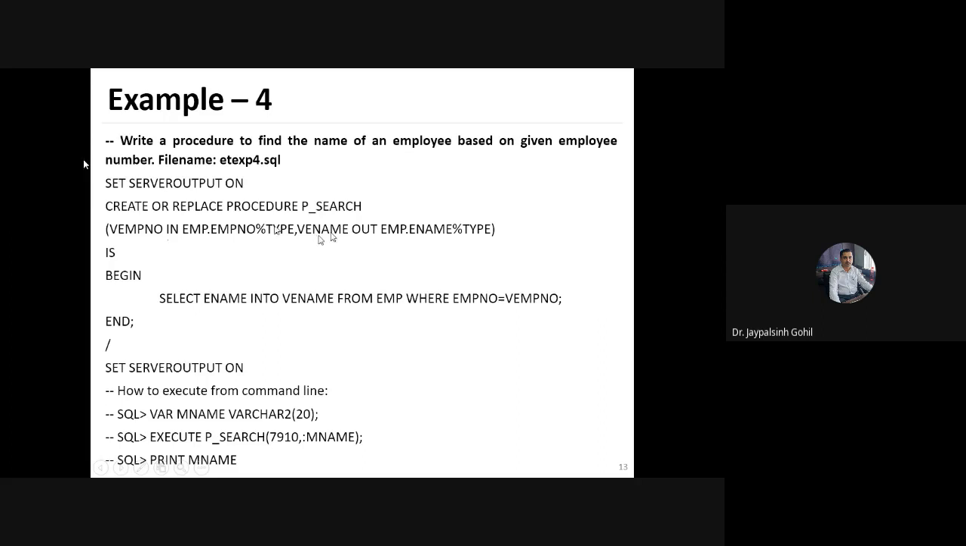VE name, out mode parameter, it will take the same data type and size of this ename column of EMP table. What I have written here in logic is the same select into query which I have written in example 2. Only thing is here I have written it in procedure. Previously the same thing was done through a simple PL block by declaring variables, right? Now how to execute it from command line? So let us execute this procedure also from command line.